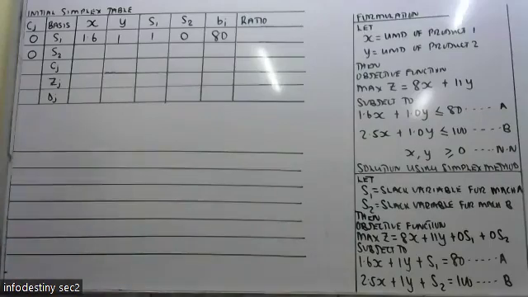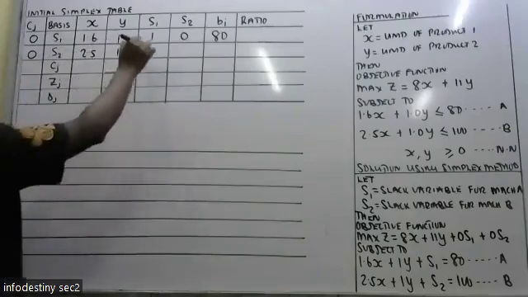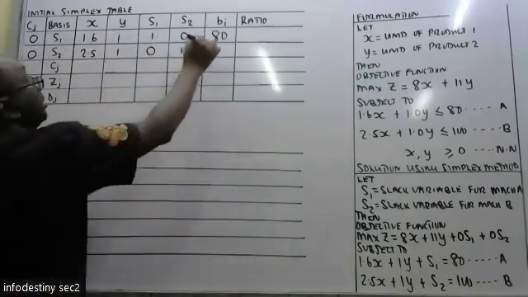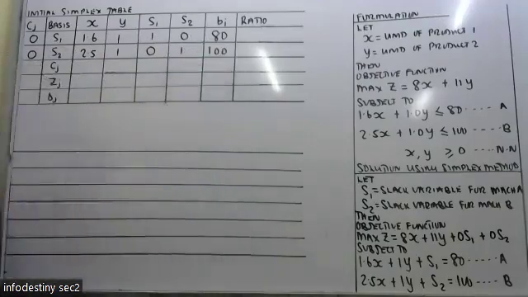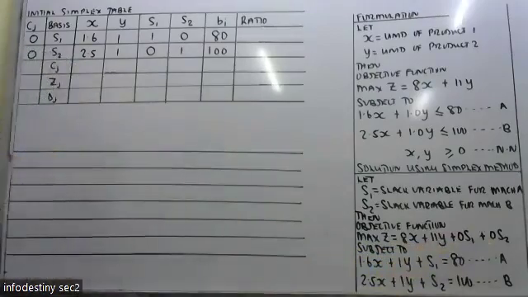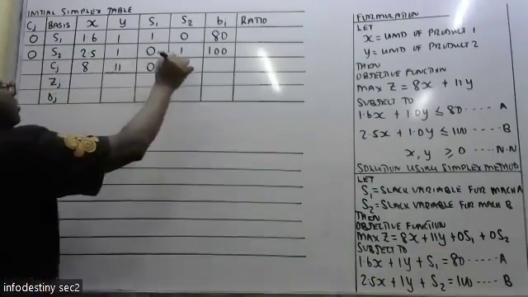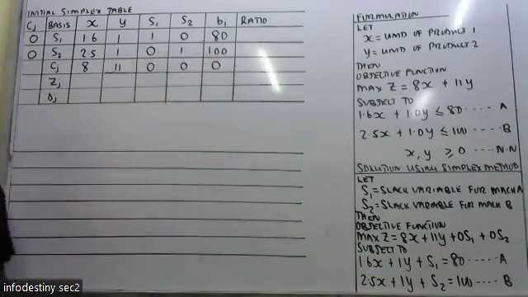You do the same with the second one. This is 2.5. This is 1. This is 0. This is 1. And this is 100. Then this CJ, you bring the values as they appear here. The contribution margins, as I've said, X has 8, Y has 11, these others have zeros. So even this one is put 0.